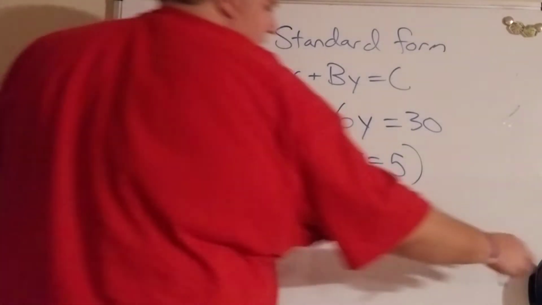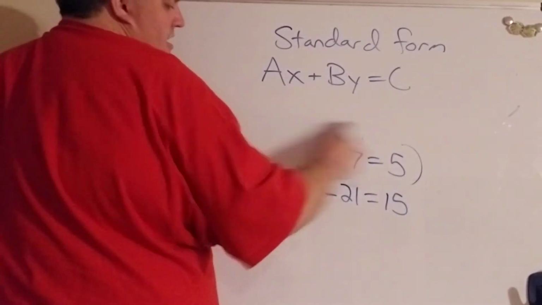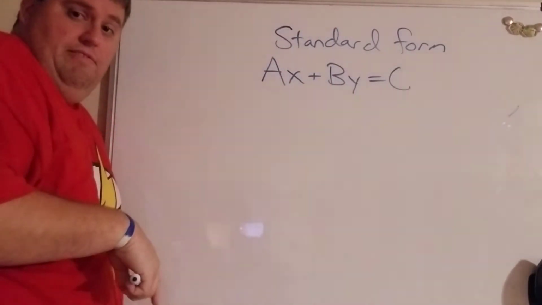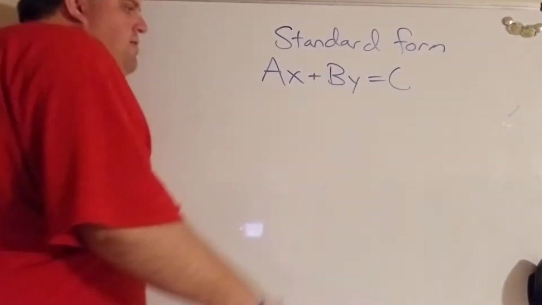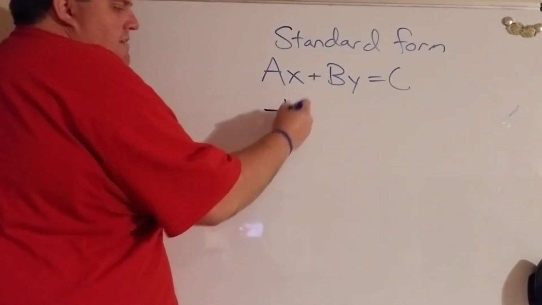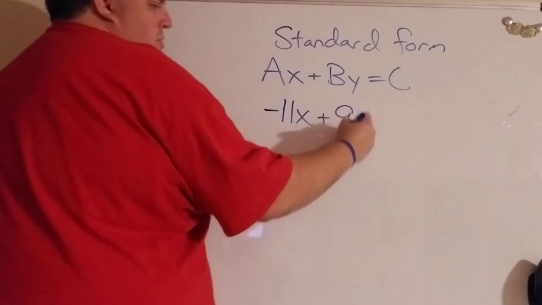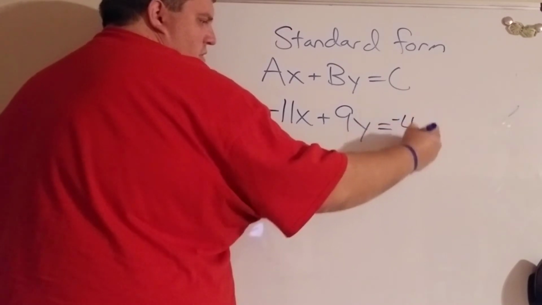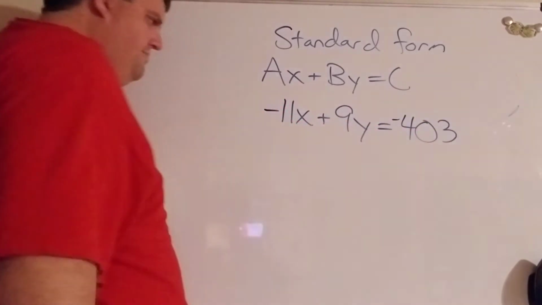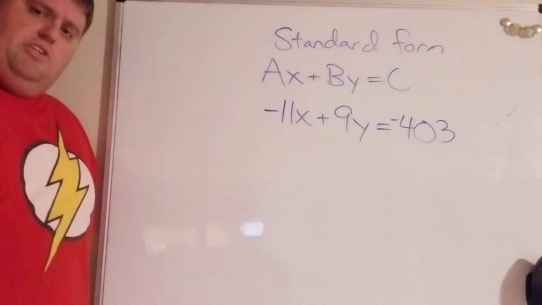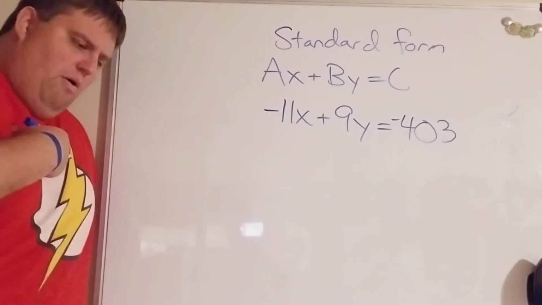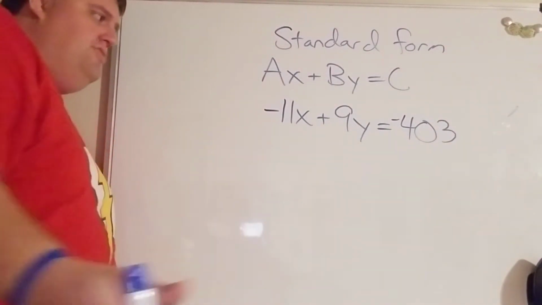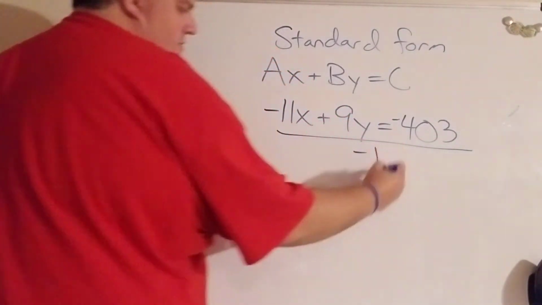The other thing is the coefficient of x that's going to go first has to be positive. It's always going to be a positive number. So again, let's say you had negative 11x plus 9y equals negative 403. If your first coefficient, in your first term, is negative, what we can do to fix that is just divide everything that you see by negative 1.